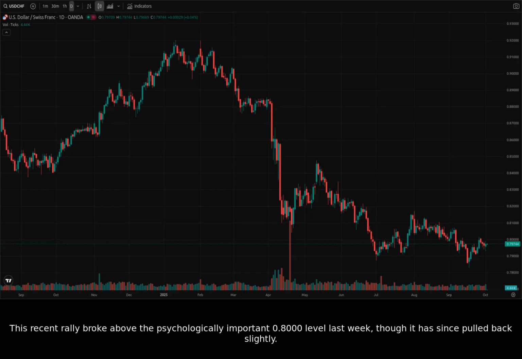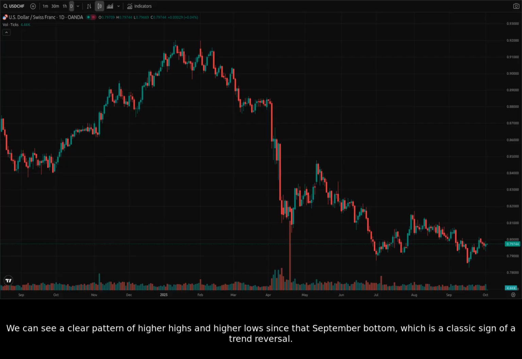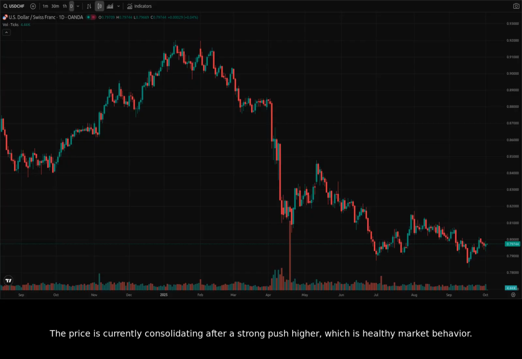This recent rally broke above the psychologically important 0.8000 level last week, though it has since pulled back slightly. We can see a clear pattern of higher highs and higher lows since that September bottom, which is a classic sign of a trend reversal. The price is currently consolidating after a strong push higher, which is healthy market behavior.